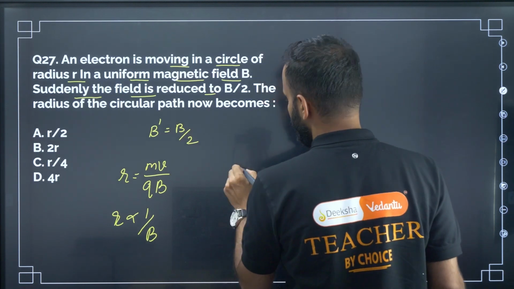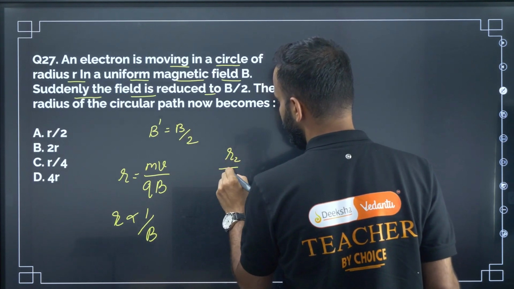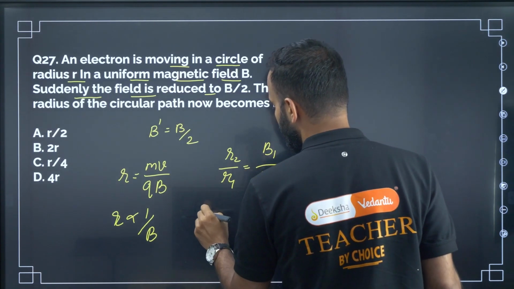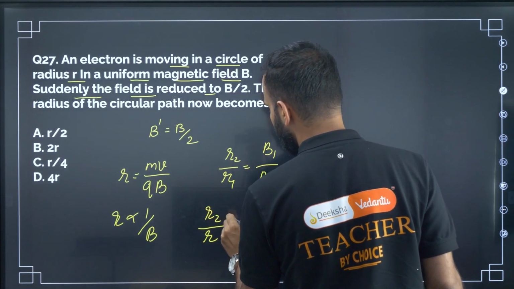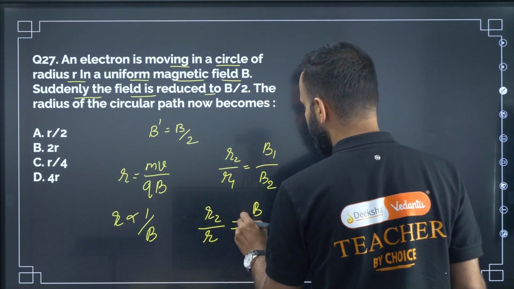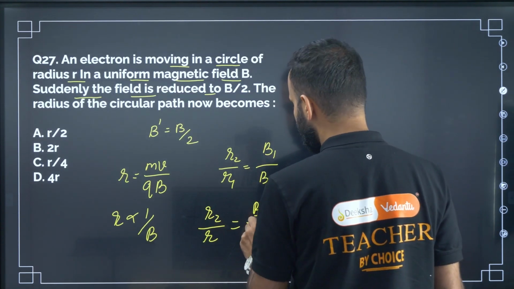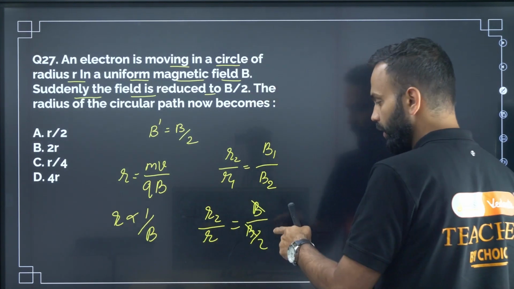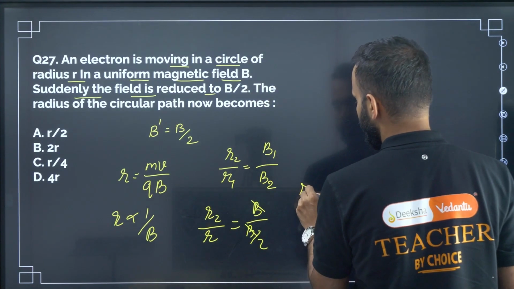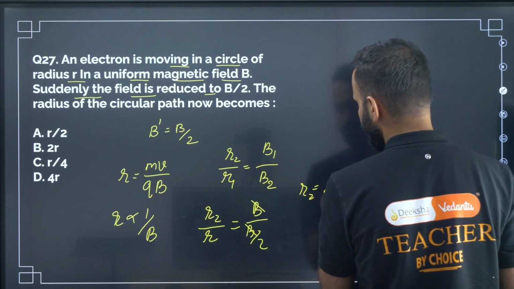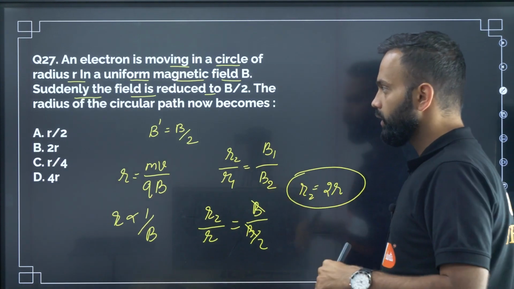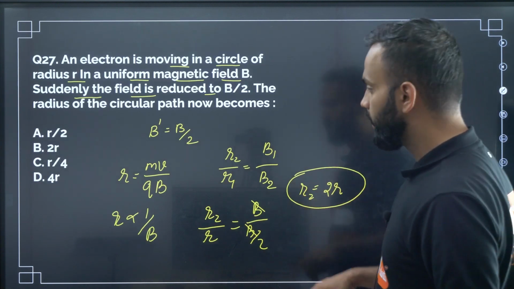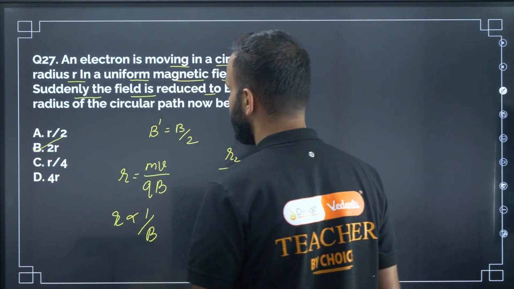So R2 divided by R1 is equal to B1 divided by B2. Now R2 divided by R equal to B divided by B2, and B2 is B by 2, right? So B will get cancelled. 1 by 1 by 2 is 2. So R2 is equal to 2R. When the magnetic field reduces to half of the initial magnetic field, the radius becomes double, right? So option B is the correct answer.